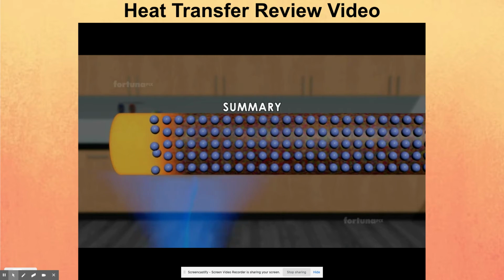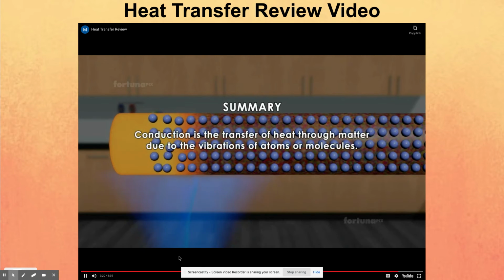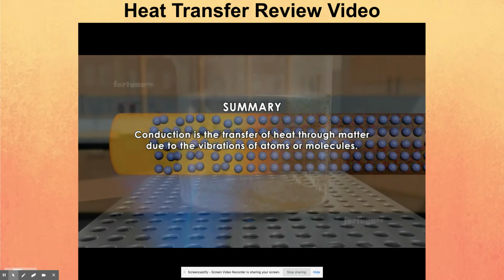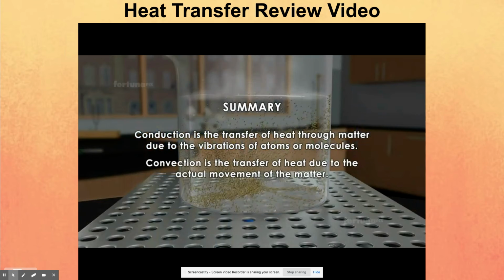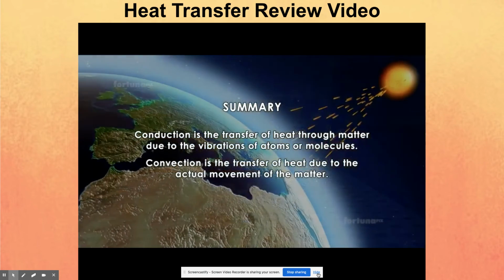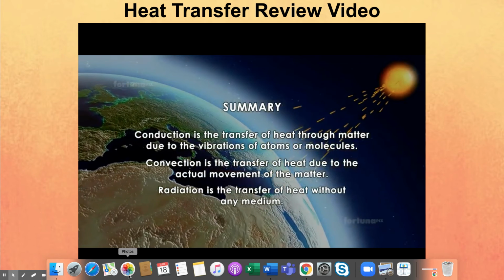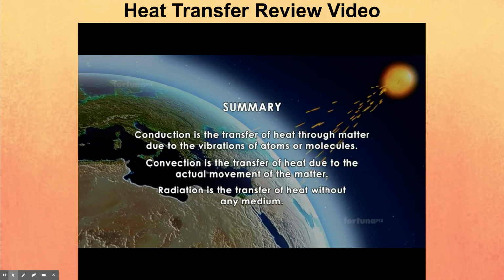Summary: conduction is the transfer of heat through matter due to the vibrations of atoms or molecules. Convection is the transfer of heat due to the actual movement of the matter. Radiation is the transfer of heat without any medium.